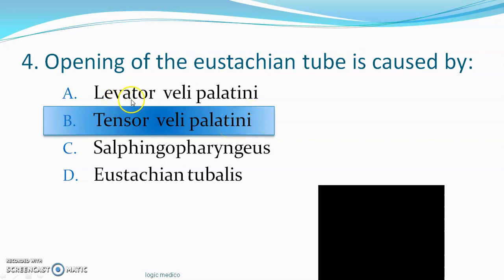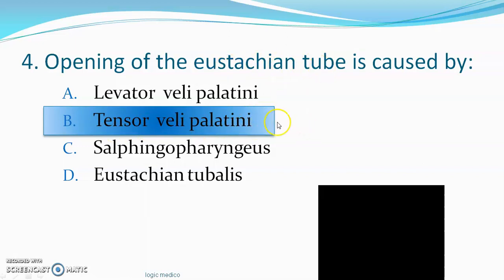The opposite muscle is levator veli palatini, which will elevate the soft palate, but at the same time it will constrict the eustachian tube. So it is also called constrictor tubae. For the time being, you remember that the tensor veli palatini is also called dilator tubae because it dilates the eustachian tube.